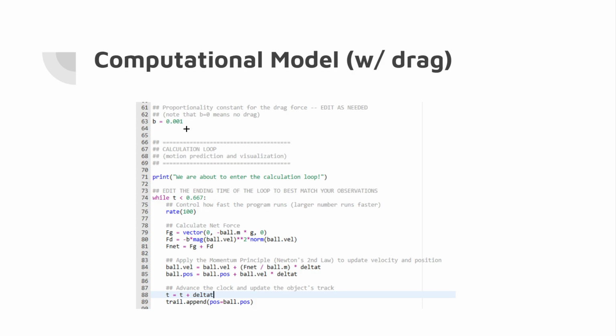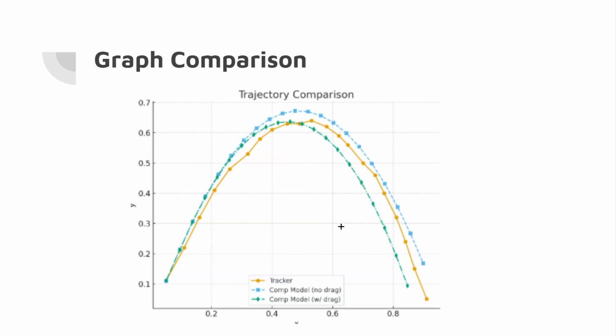And then with drag, the only thing that changes is our calculated b value, which is about 0.001, so we include that. And now the F net is the force of gravity plus the force of drag, which we get by this equation.